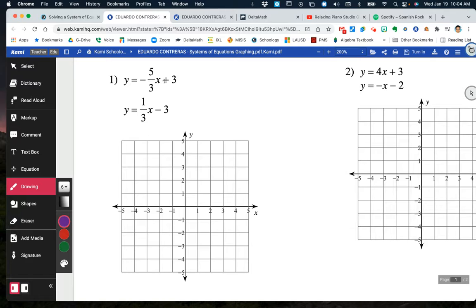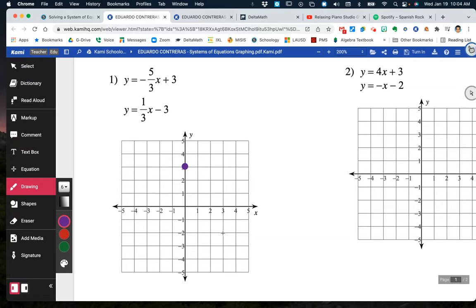Our first point is at +3. So right there. Then we're going to use the slope. So the slope is -5/3. Tell me, what am I going to do first, guys? If it's -5/3. Do I go up or I go down? Yeah, I'm going to go down 5 and to the right 3.